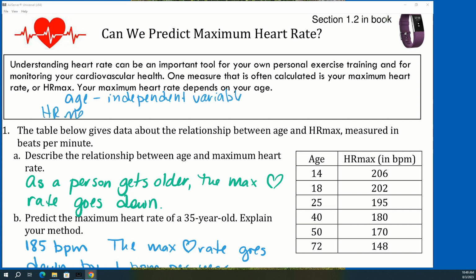And HR max is dependent. Sometimes it's easier to figure that out than others, but time and age, something like that, pretty much always has to be independent because nothing really controls that.